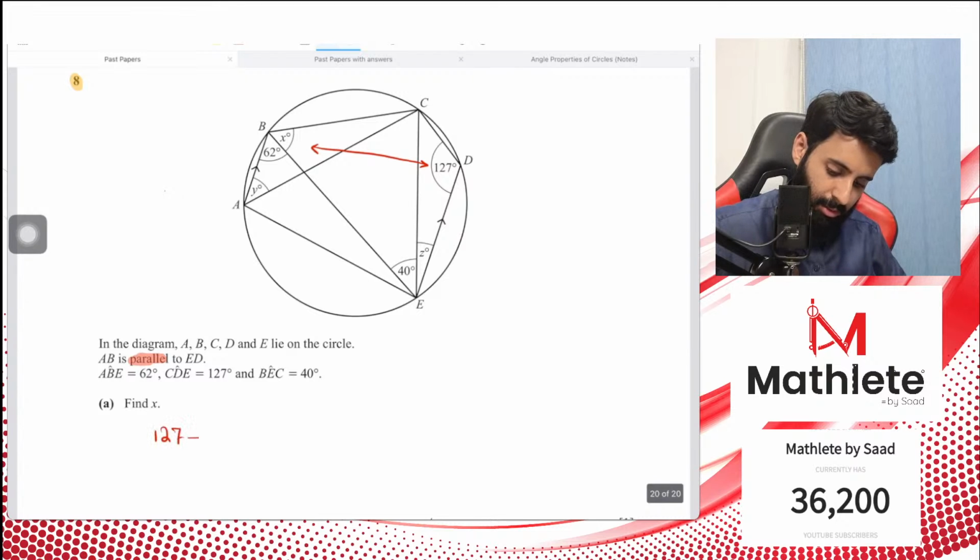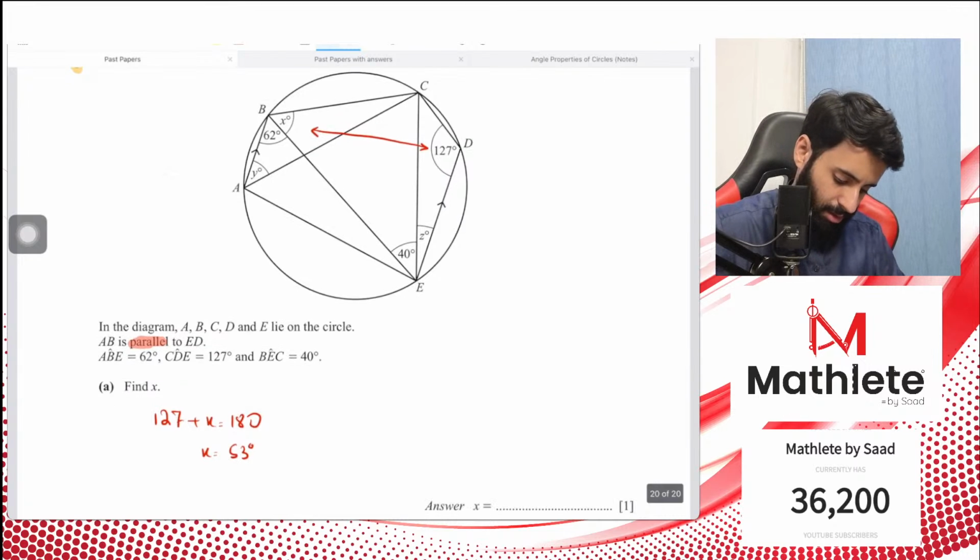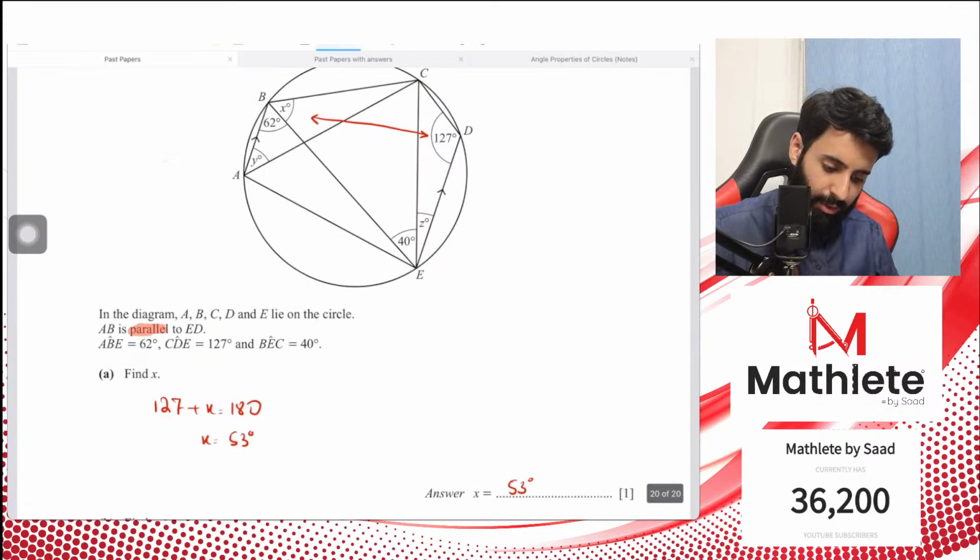127 plus x equals 180. Now we have the value of x, which is equal to 53 degrees. All right, let me just double check. 180 minus 127 is equal to 53 degrees. Okay, so that's great. Now we have the value of x. All right, then it says find y.